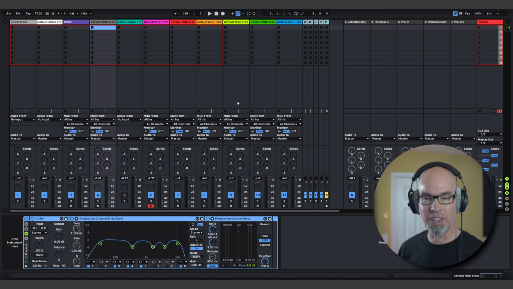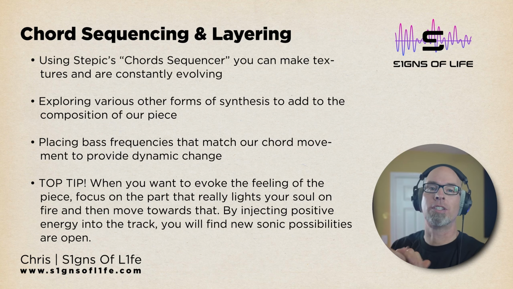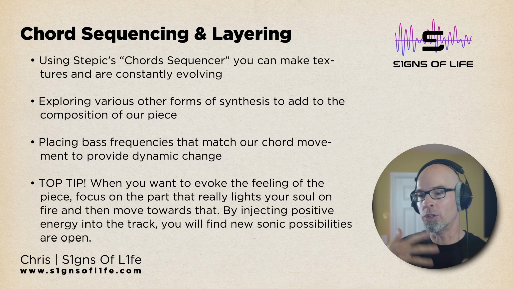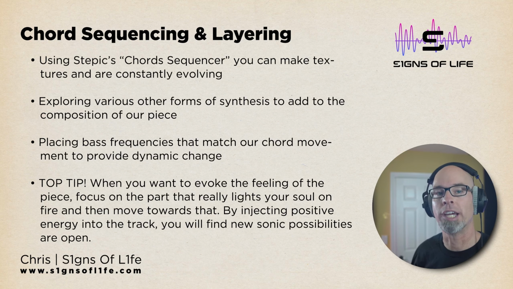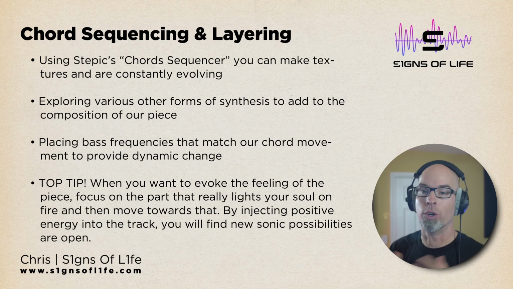All right, so you can think of this like a quick tip video, but I do have a PowerPoint laid out. So we're going to be using Stepic's chord sequencer to make textures that are constantly evolving. We're just going to start off by utilizing this feature to make a really cool texture, and then we're going to explore other forms of synthesis to add to the composition of our piece. And finally, we're going to be using bass frequencies that match our chord movement to provide dynamic range, or change rather.